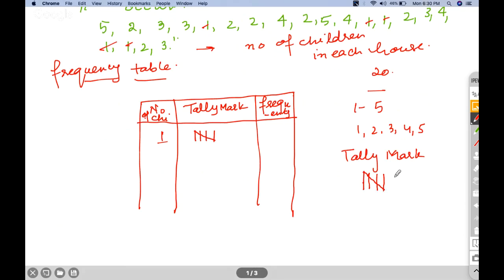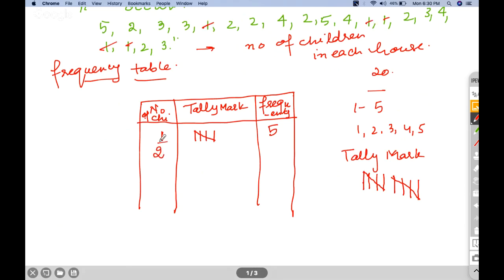What about 6? Again, I'll mark 1 line. For 7, I'll mark a second line. For 8, I'll mark 3 lines. For 9, I'll mark 4 lines. And for 10, again, I'll mark 1 line like this. So this is how you have to make tally marks. So this gives me frequency is equal to how much? 5. So now I'll remove number 1 from here.